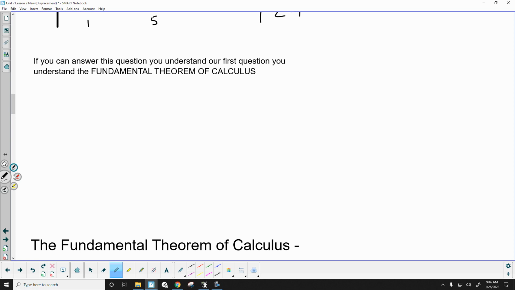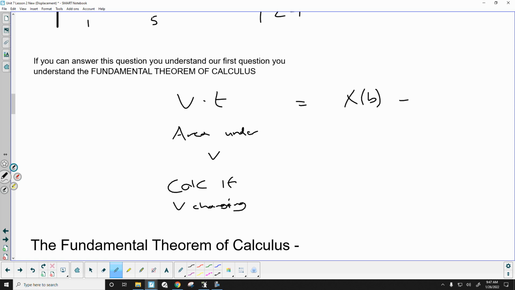The fundamental theorem of calculus says, hey, there's 2 ways to find displacement. You got velocity times time, which is the area under v, which typically you can only find with a calculator if v is changing. But that equals change in position, which you can find by taking an antiderivative without using a calculator.